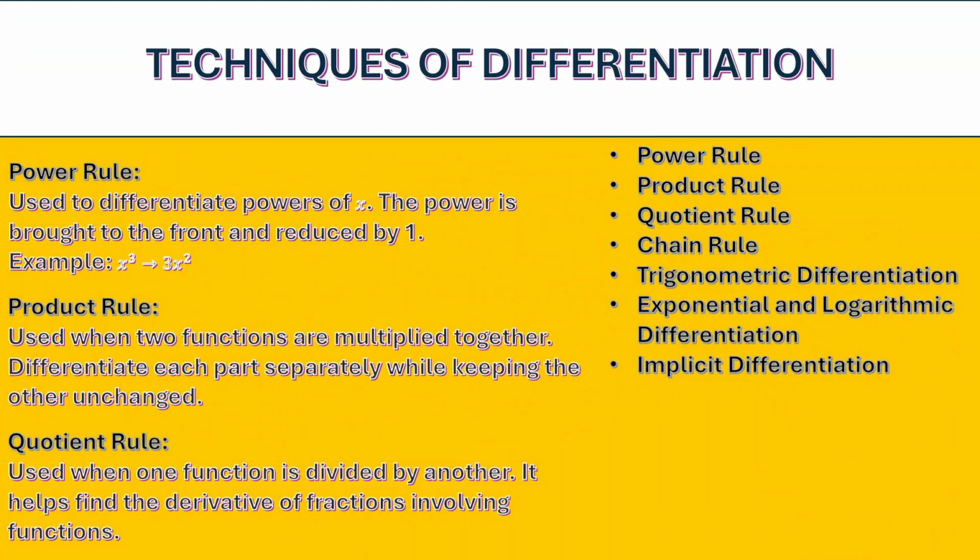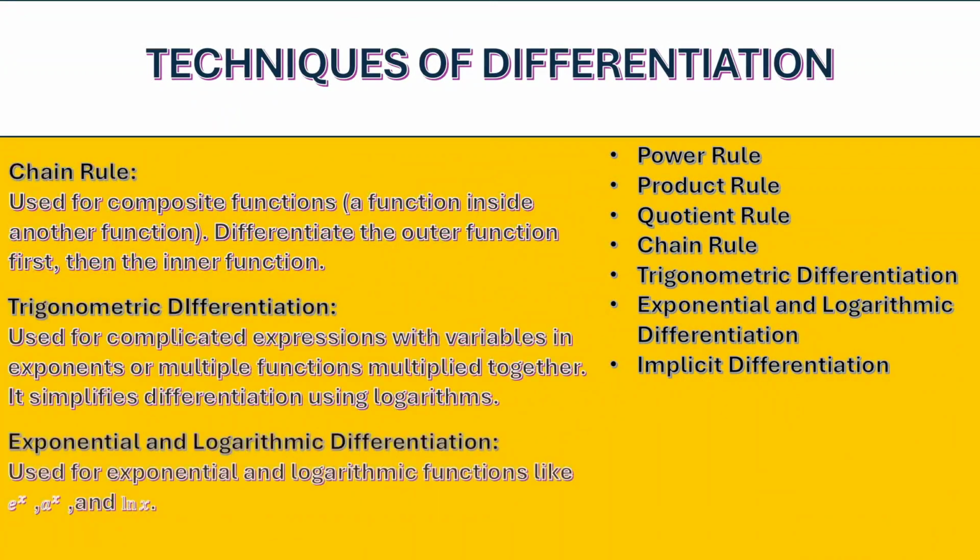Number 3, quotient rule. The quotient rule is used when one function is divided by another. Next, chain rule. The chain rule is used for functions inside another function. Technique number 5, trigonometric differentiation. This technique is used for trigonometric functions such as sine, cosine, and tangent.